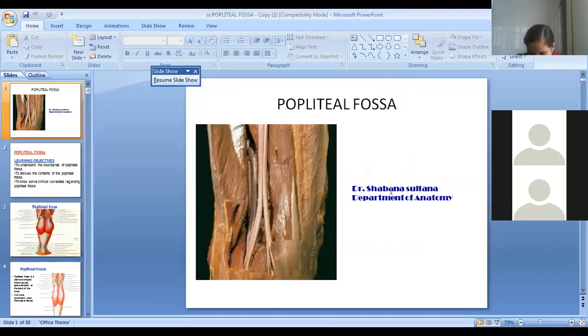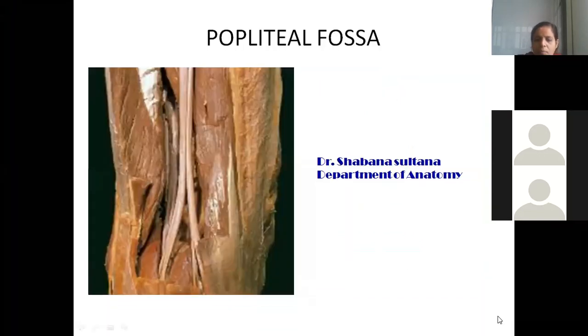Now can you see the popliteal fossa on screen? Yes? Hansraj, Hema, Abhinav, Chavi. Can you see the popliteal fossa?